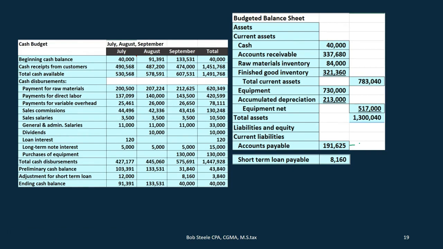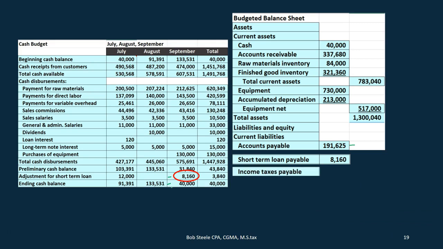Next, we have the short-term loan payable, $8,160. That, remember, we're going to take from our cash flow statement because that loan is fluctuating. It's kind of like a line of credit. We needed that in order to get to our minimum balance of this $40,000 in cash.